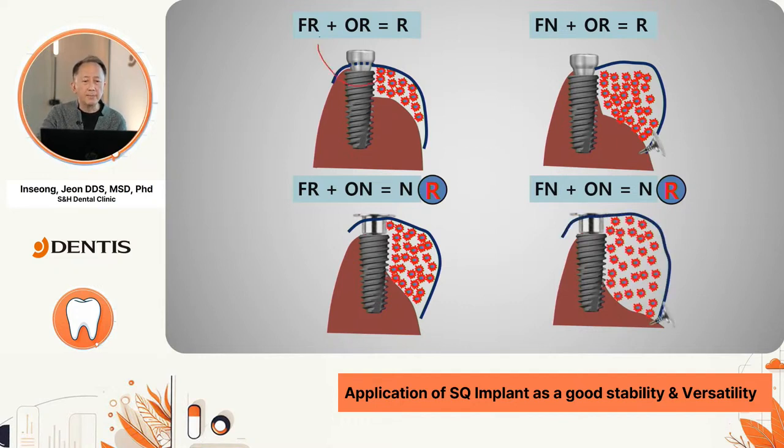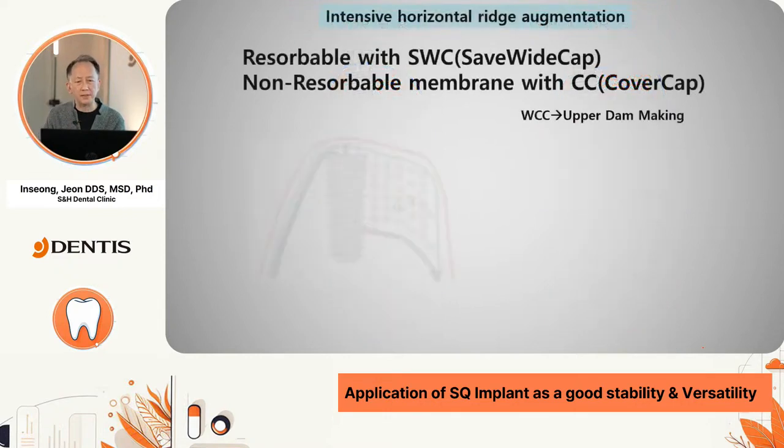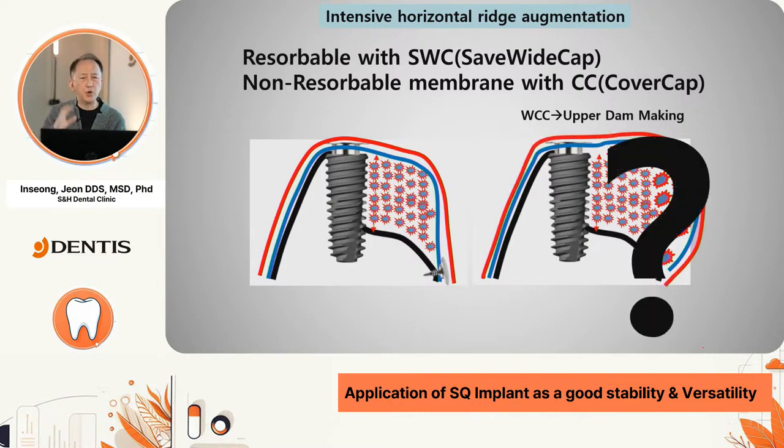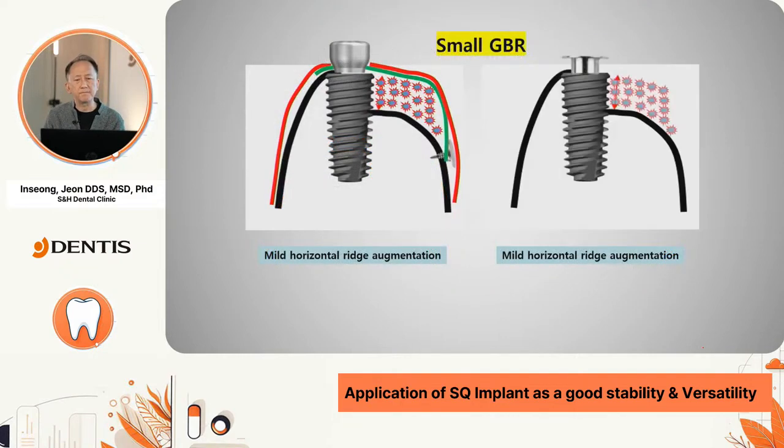Sometimes healing cap. Sometimes healing cap with bone tech. Sometimes saber-wide cap. Sometimes saber-wide cap with bone tech fixation here. This is the simplifying GBR method here. That means membrane re-elevation and additional bone packing, recovering the membrane. So basically, this is the question mark technique here.